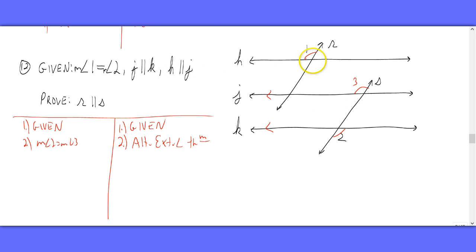Since H is parallel to J, I could put angle 4, say, right here. And measure of angle 1 equals measure of angle 4. And it's for that same reason. So really, I can keep this in statement number 2 then. Okay, moving forward. Since we know from the given that 1 is equal to 2, we can make some connections here. Let's see. 4 equals 1, 1 equals 2, 2 equals 3. So measure of angle 4 equals measure of angle 3. That's the transitive property.